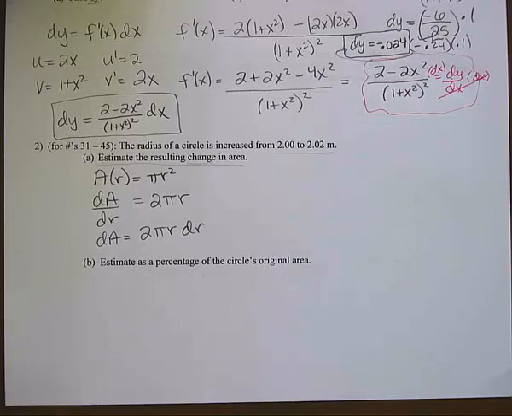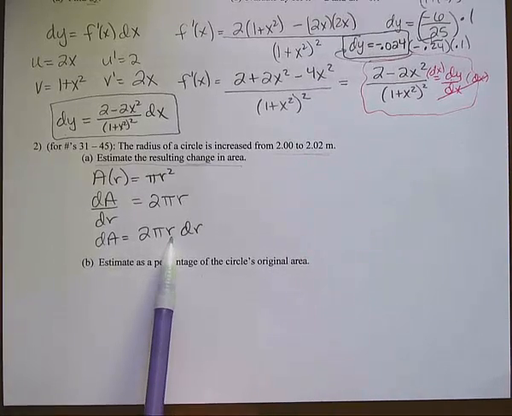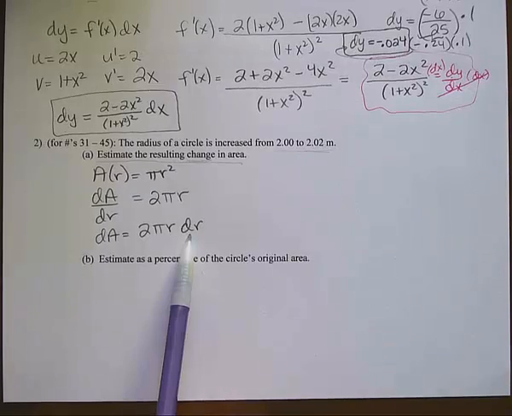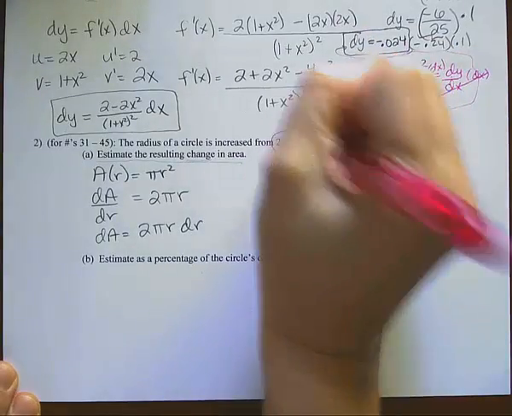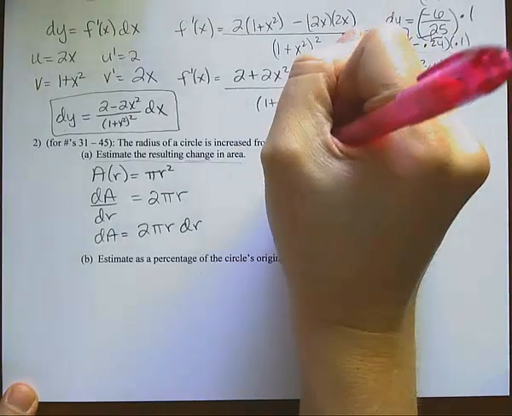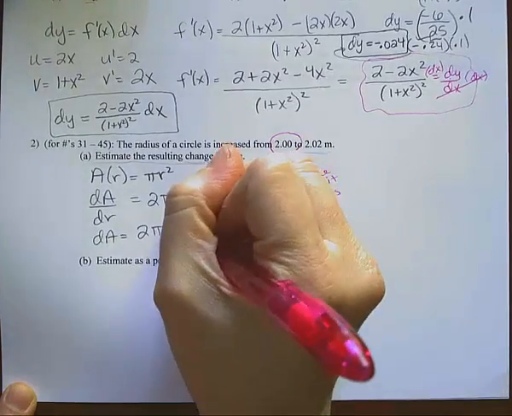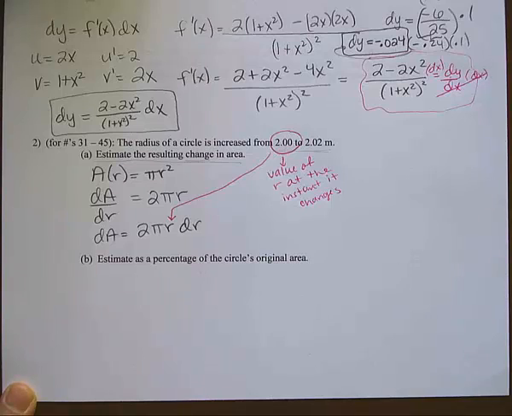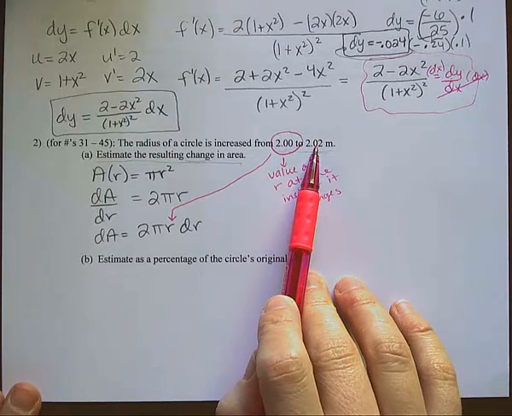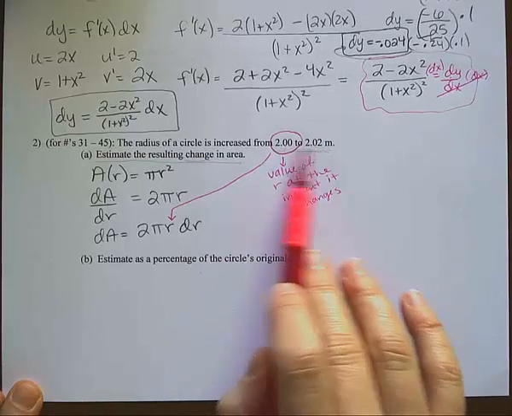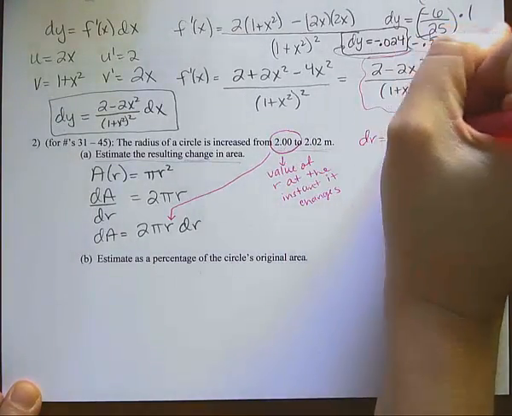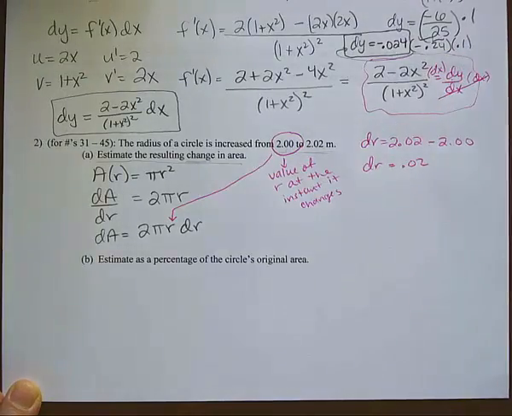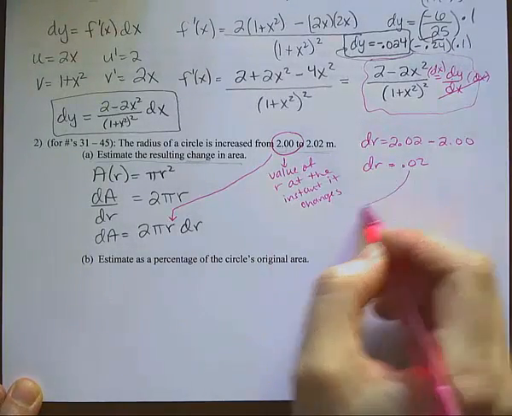Okay. So what I need to figure out is, if I want to find my change in area, I need to figure out my value of r at the instant it was changing, and then my value of dr, how much did it change. So 2, right here, this is my value of r at the instant it changes. So that value is going to be plugged in for r. Then the change in r is the change from the value of r at the instant it changes to what it changed to, which was 2.02. So my dr would be the difference, the change in r. And so it would be 0.02. And that value would get plugged in for the dr.